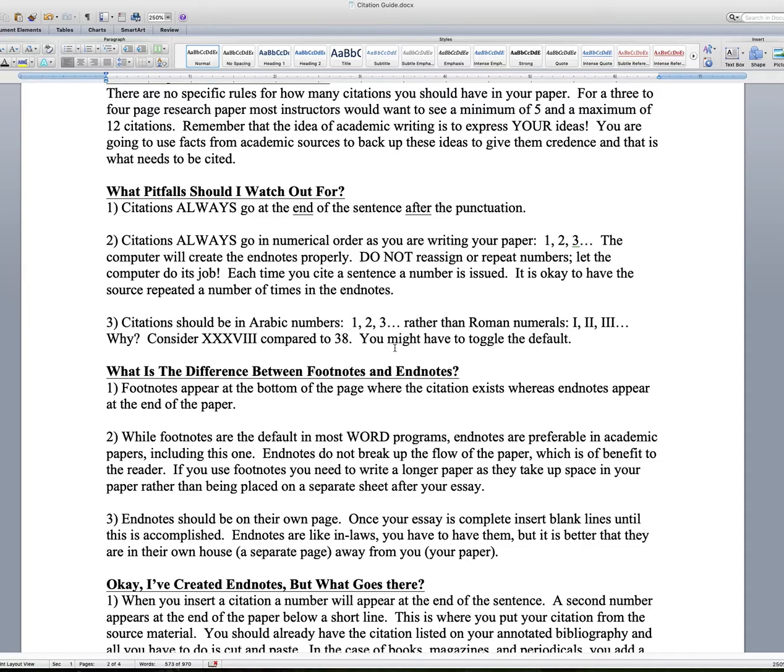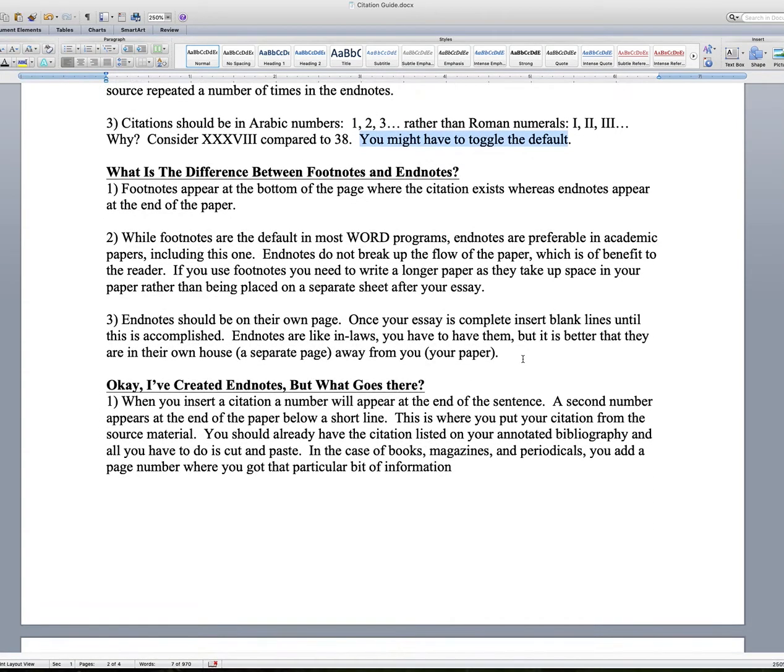Citations, I suggest that they're in Arabic numbers. You may have other teachers that want to use Roman numerals, but when you start to write more extensively, it's so much easier to write the number 38 than try to figure out the Roman numerals. In Word, though, the default may be Roman numerals. You may have to toggle that to the standard Arabic numbers.